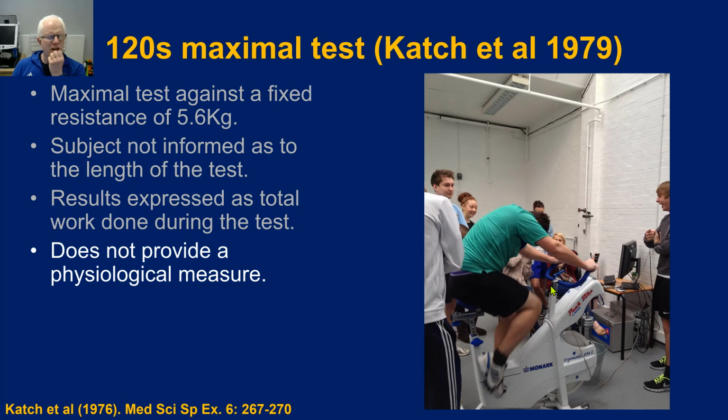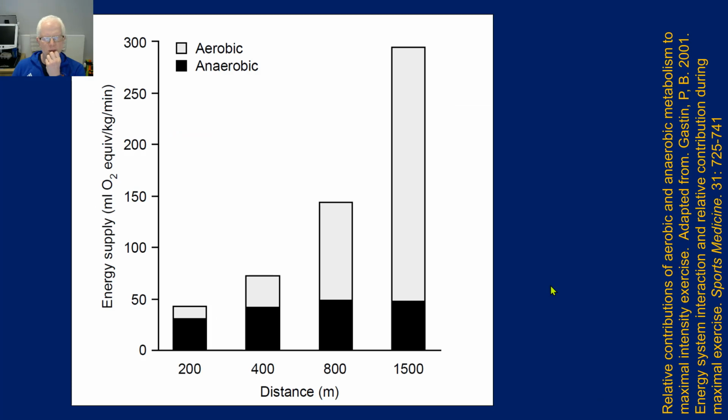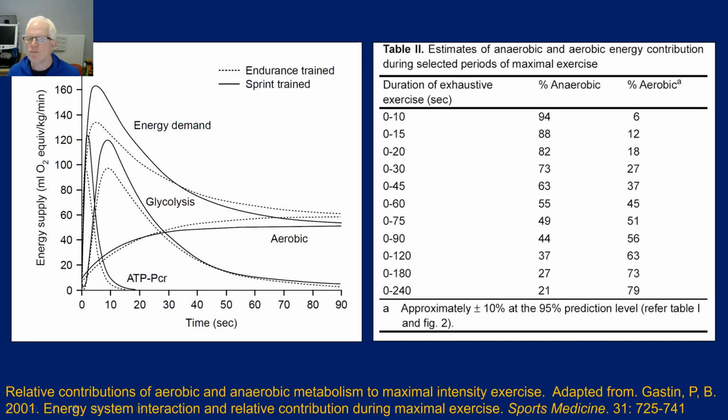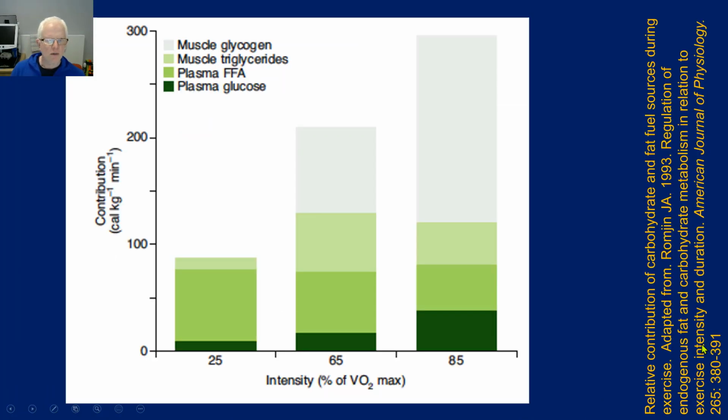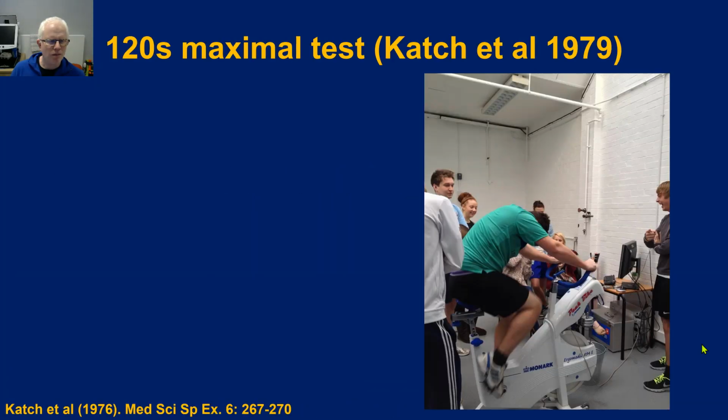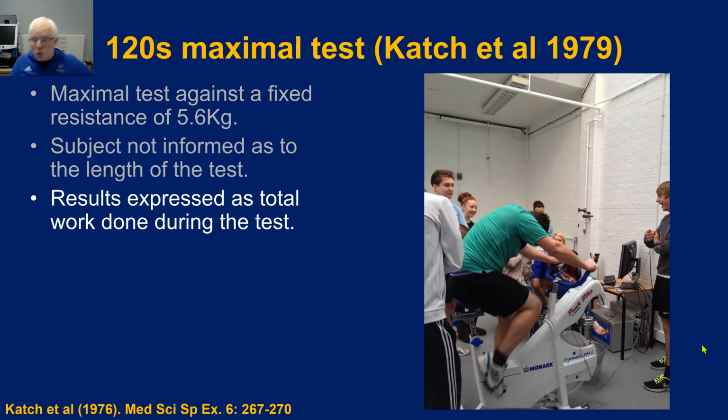Let me show you why I think there should be an alarm bell going off. If you look at the data set here, 120 seconds, this is maximum intensity exercise, 63% of the energy is coming from aerobic metabolism. So in that test, although it's 120 seconds, we don't know where the energy's come from because you've not recorded any physiological response. It's just literally how much work has been done.